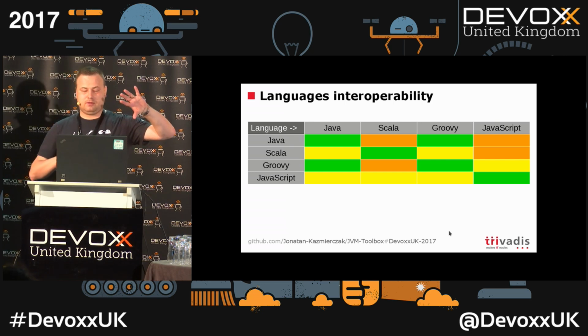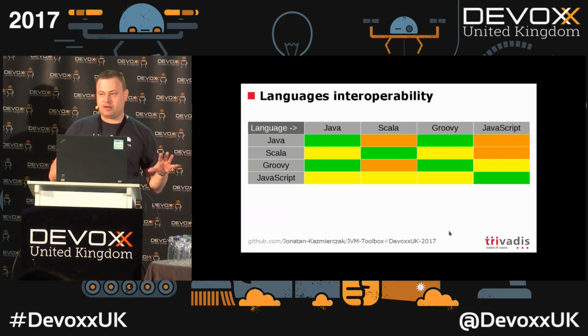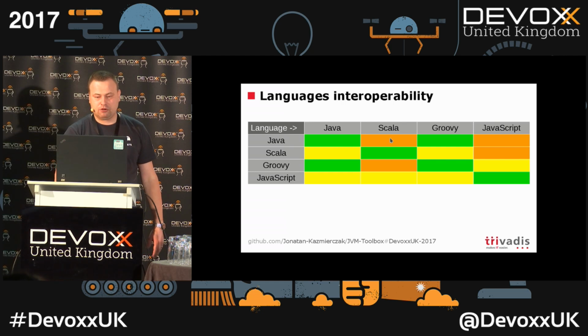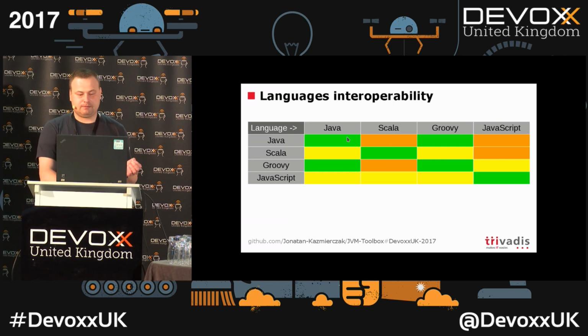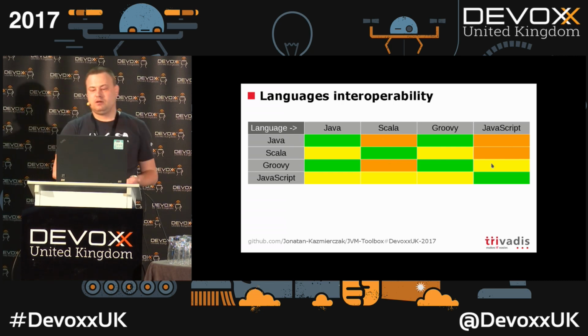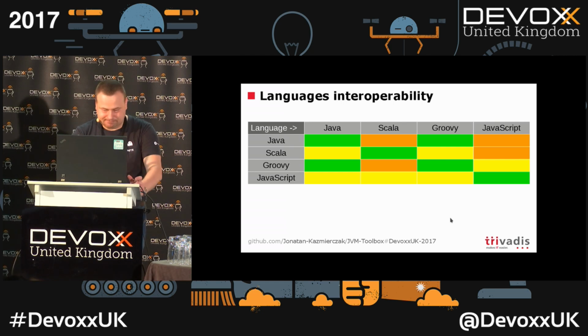There are unit tests written in Java which are invoking each of those functionalities. So you can see what is required if you want, for example, to use Scala from Java or JavaScript from Java. It's possible, but marked in orange.